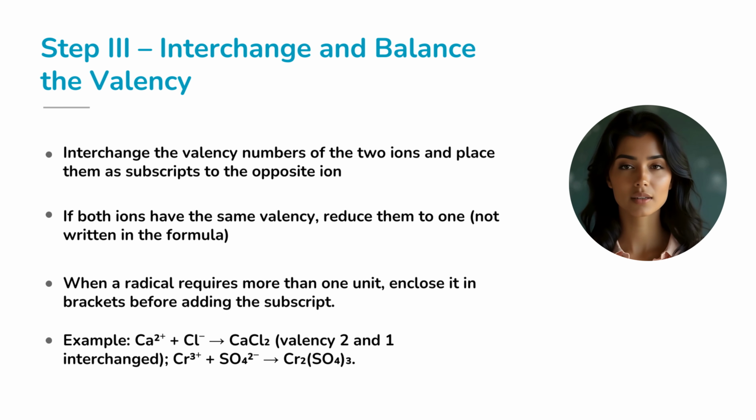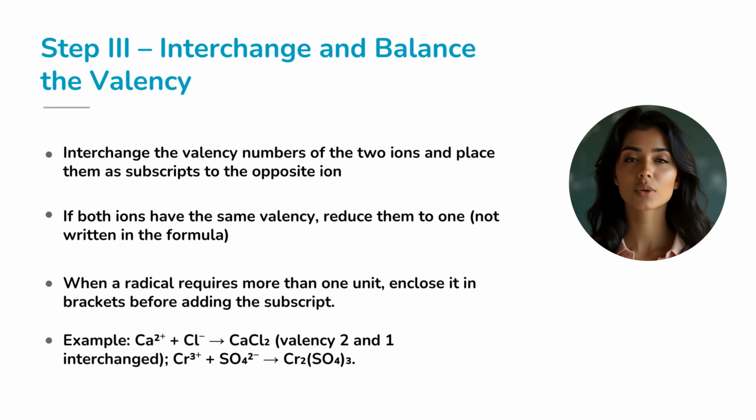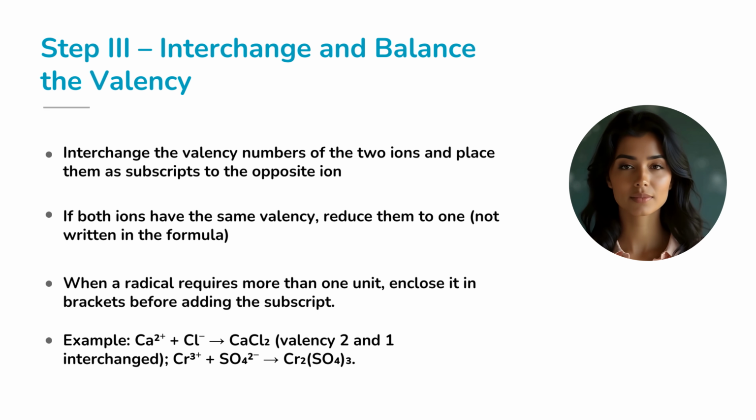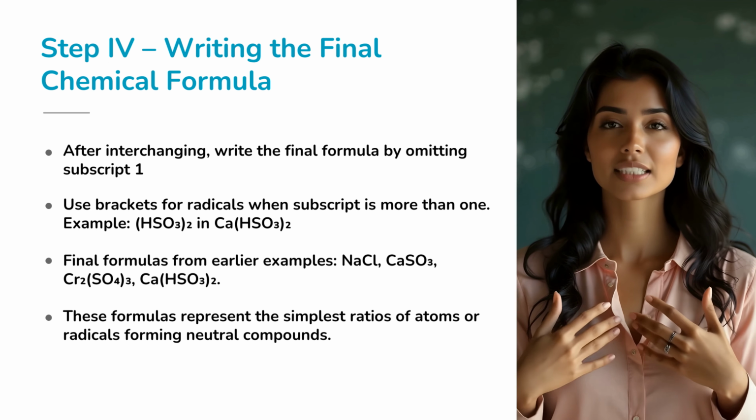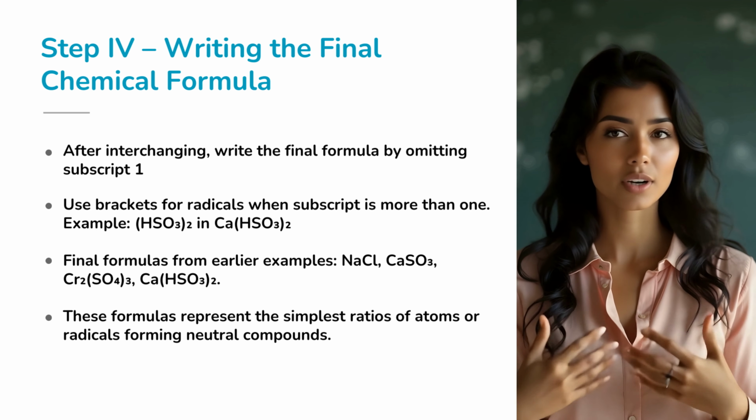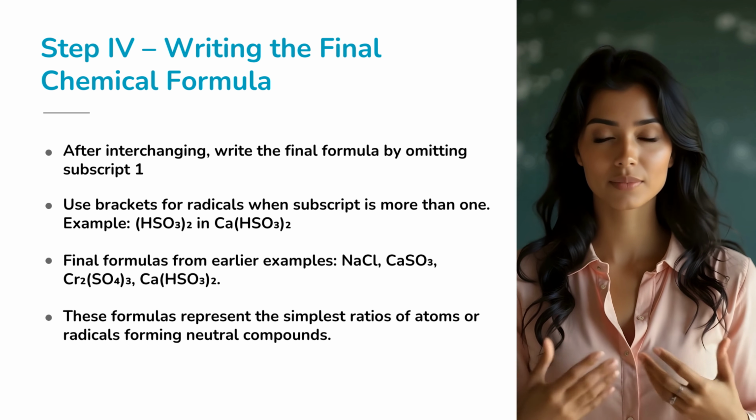Third example, chromium Cr superscript 3 and sulfate SO4 superscript 2. We interchange the valencies. The 3 goes to sulfate, the 2 goes to chromium. Important rule: if a radical's valency is greater than 1 and repeats, always enclose it in brackets. Once the valencies are interchanged, we write the final formula clearly.